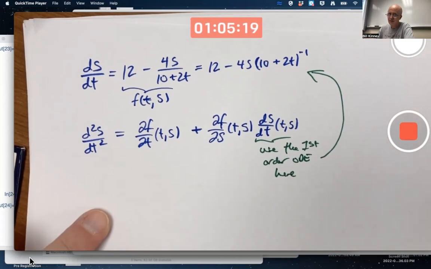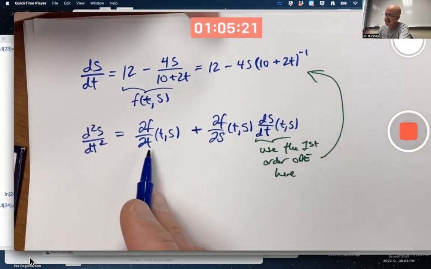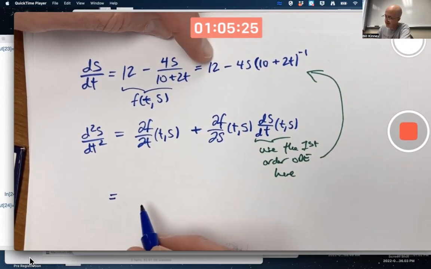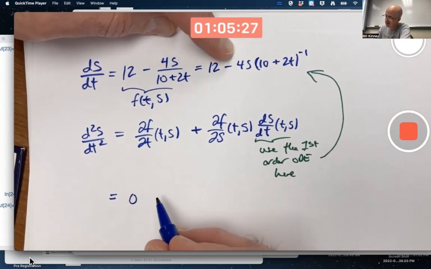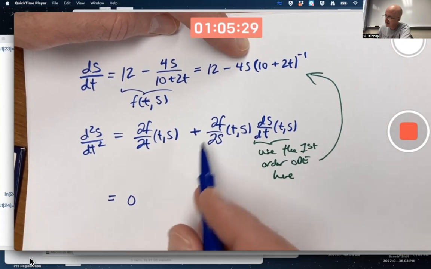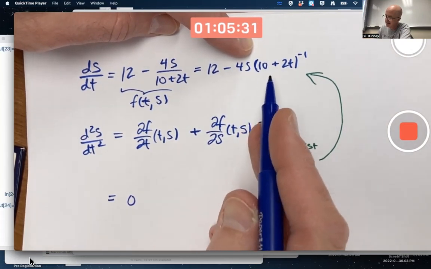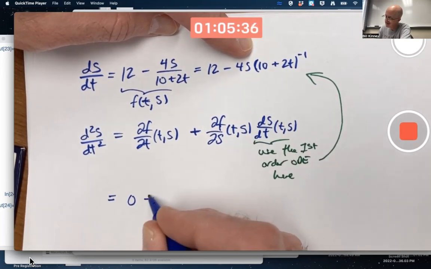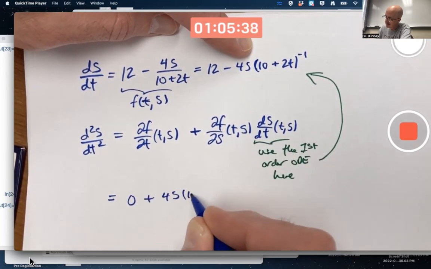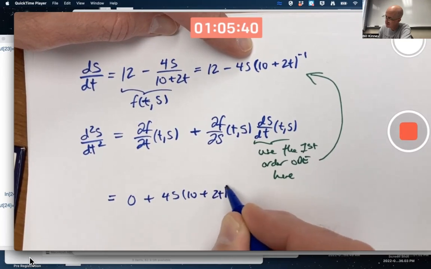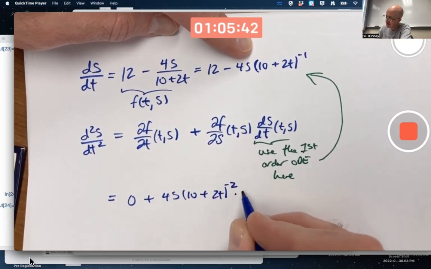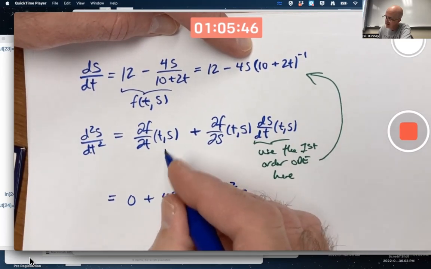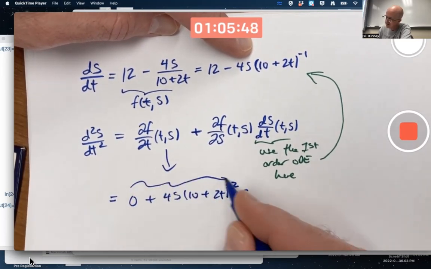The partial of f with respect to t, look at this as a function of t, is going to be, well, the derivative of that is constant, 0. Differentiate this with respect to t, and I am avoiding the quotient rule. I'm looking at this form of it. I'm going to bring the -1 down, get positive 4s times 10 plus 2t to the -2, then with the chain rule times 2. That's what that becomes.